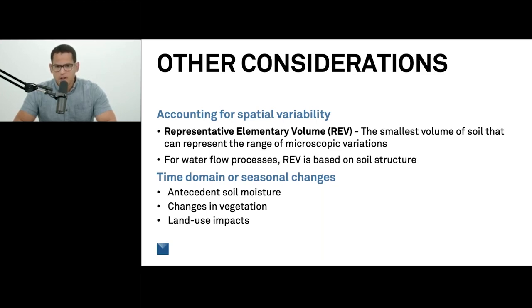And then of course, assessing time domain and seasonal changes. Again, we talked about how antecedent soil moisture can have an impact on hydraulic conductivity values. Changes in vegetation over time can have an impact on that, and so we need to understand that. That's why metadata is so critical. And of course, land use impacts. So understanding how land use changes and land use impacts are going to affect these soil hydraulic properties.